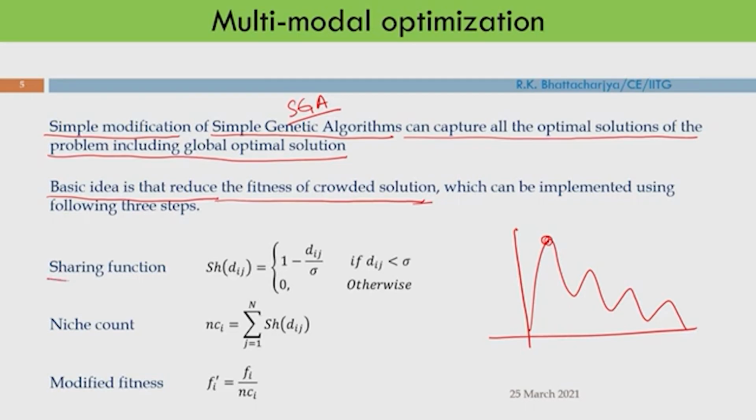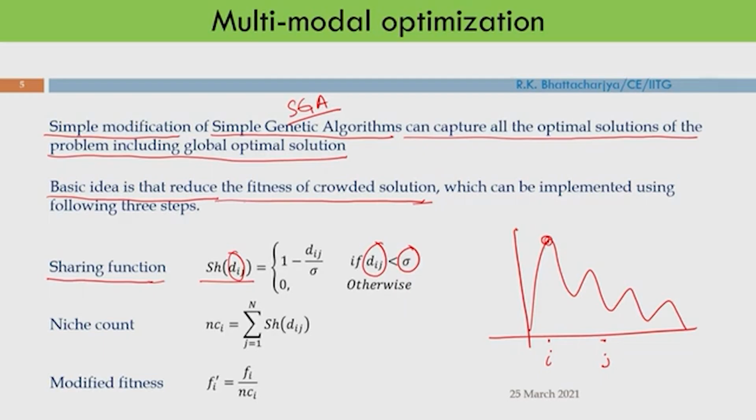I have defined a sharing function here, Sh(Dij), where Dij is the distance, which I will explain. Suppose one solution is here and another solution is here; this is i and this is j. The distance between these two solutions is Dij. Now, if the distance is less than sigma, a parameter you have to define, then I will say that particular solution is a crowded solution.